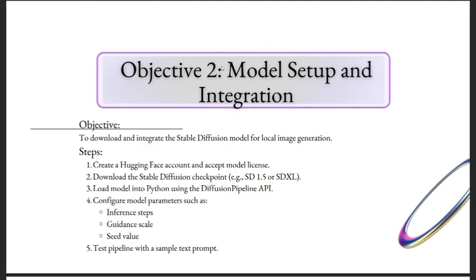Model setup and integration: to download and integrate the Stable Diffusion model for local image generation. Steps are: create a Hugging Face account and accept the model license. Download the Stable Diffusion checkpoint, for example SD 1.5 or SD XL. Load the local model into Python using the diffusion pipeline API. Configure model parameters such as inference steps, guidance scale, and seed value. Test the pipeline with a sample test prompt.